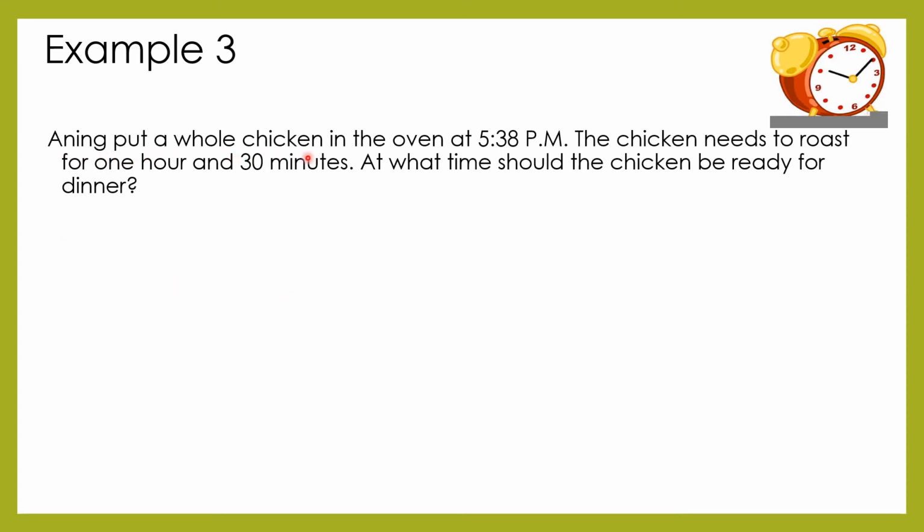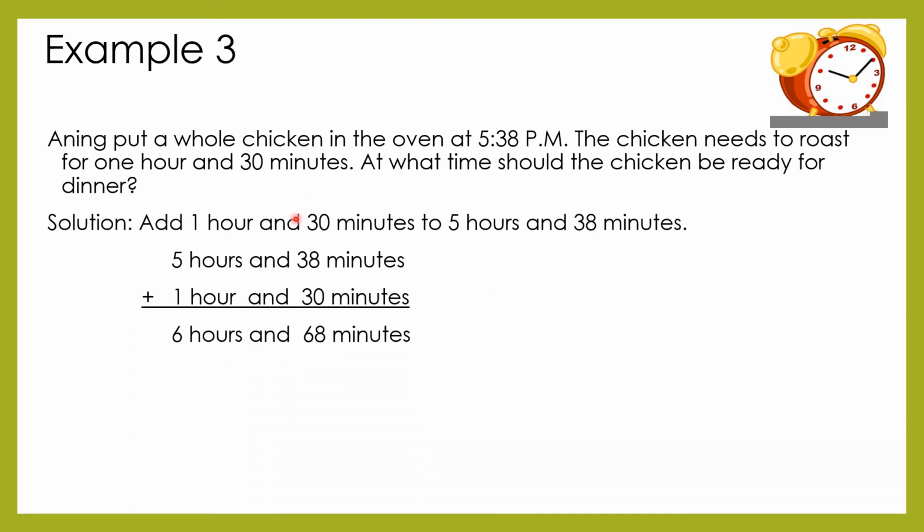Anning put a whole chicken in an oven at 5:38 p.m. The chicken needs to roast for 1 hour and 30 minutes. At what time would the chicken be ready for dinner? Okay, so 1 hour and 30 minutes cooking. So solution, add 1 hour and 30 minutes to 5 hours and 38 minutes.